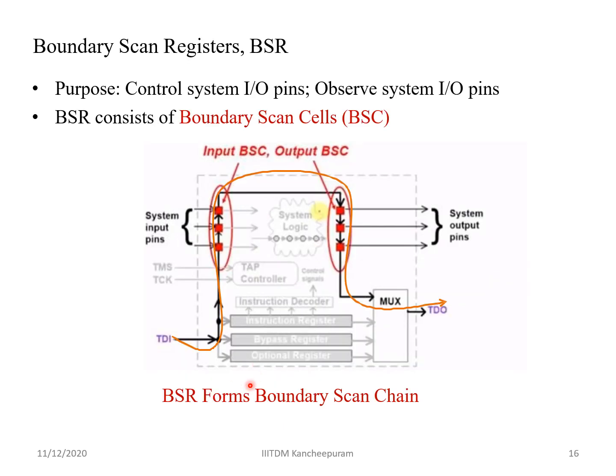What is the boundary scan register? The BSR forms the boundary scan register. There is something called boundary scan select input, input boundary scan cell, and output boundary scan cell. What is the purpose? They control the system inputs and observe the system outputs. Go back to chapter 1, where we discussed controllability and observability. That's a key thing throughout the course, and we are going to keep talking about it. So the BSR allows you to control the IOs and observe the IOs. How does it do that? We shall see in the subsequent class.